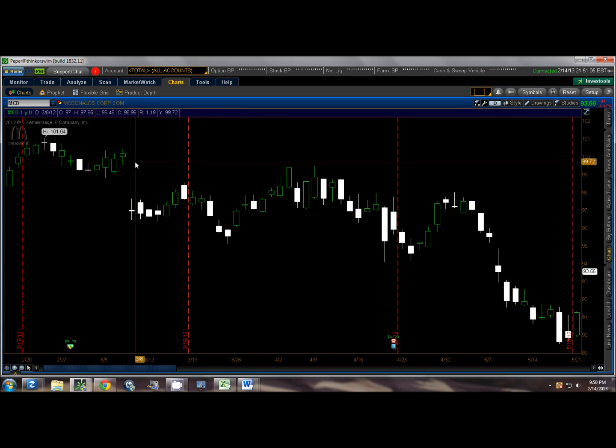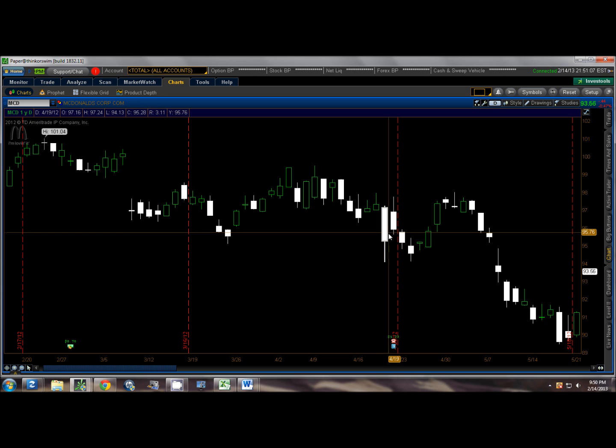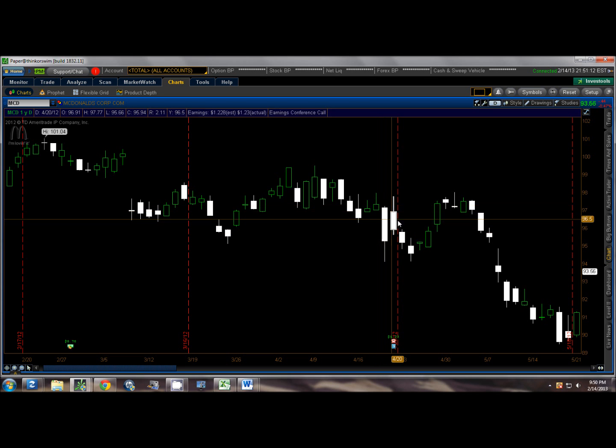So those are a few fractals in this swing. Here's another fractal low that just jumps out at me. Here's the low, and here are the 2 candles on either side.